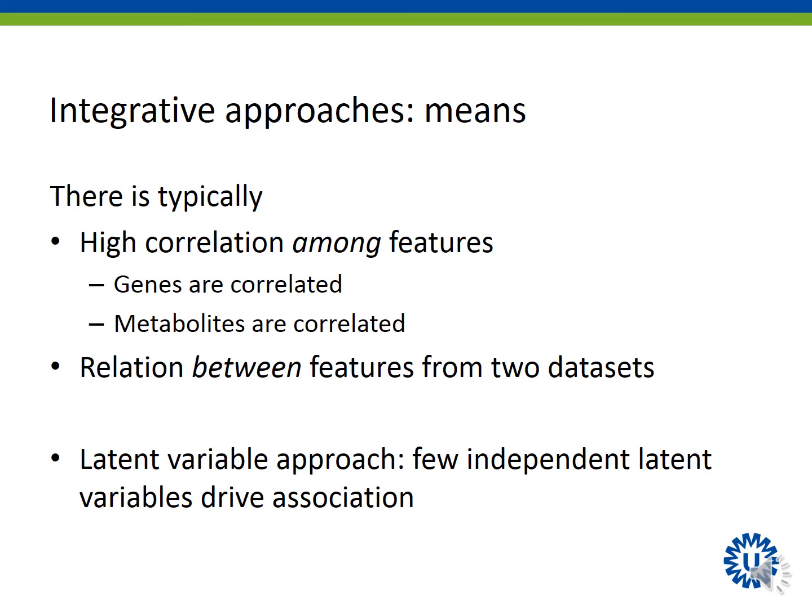However, there's typically high correlation among the features, and the genes are correlated and the metabolites are correlated, and there's also a relation between the features from two data sets. So genes are correlated with metabolites. Therefore, we consider latent variable approaches that can deal with these challenges, where few independent latent variables or few independent components drive the association between, for example, genes and metabolites.